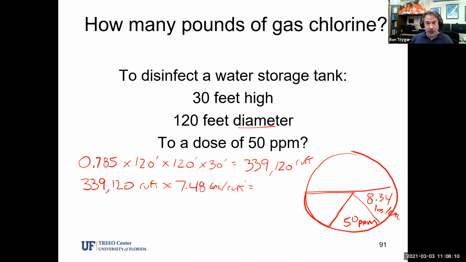All right, so the calculator has our value in it here. So times 7.48, and I came up with 2,536,617.6 gallons. And that's just the number of gallons. That's the raw gallons. That's still not the right units. It's not million gallons at this point. We need it to be in million gallon units. So we divide this by 1 million to put it in the right units.